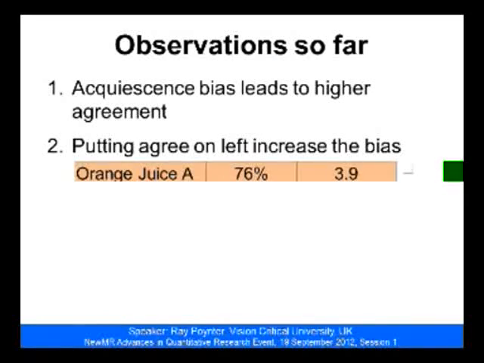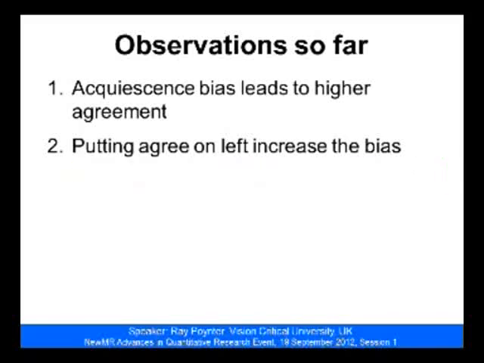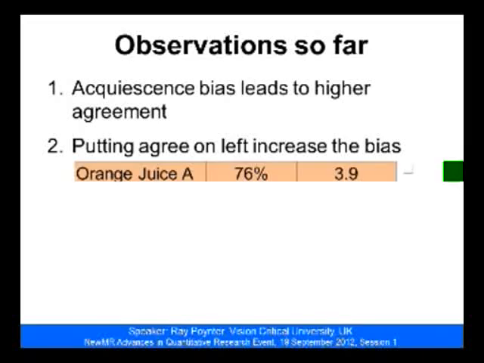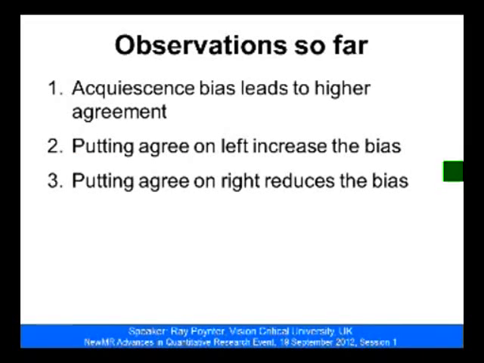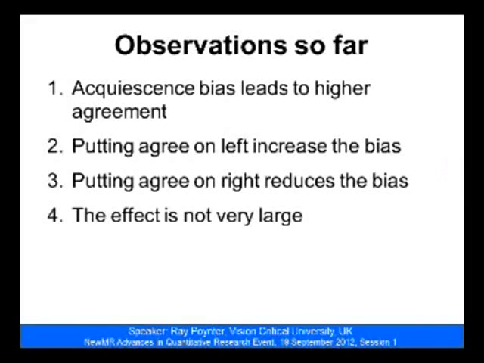Putting agree on the left increases that bias. So by using an agree scale, we've got a bias towards acquiescence. If we put agree on the left-hand side of the scale, we are going to increase the amount of bias towards agreement. If we put agree on the right, we're going to reduce the bias. Probably not by enough, but we are at least moving back in the right direction. However, the effect is not very large.